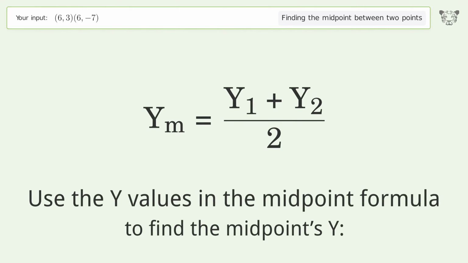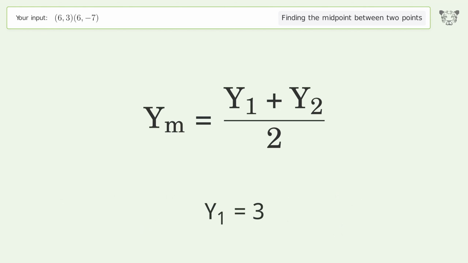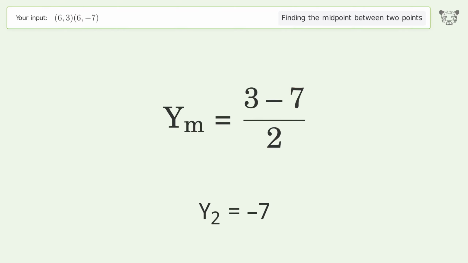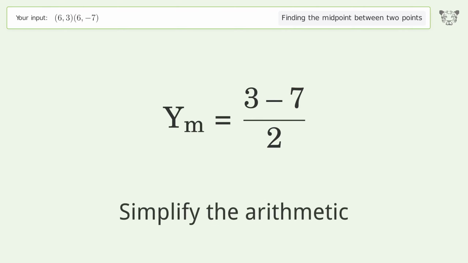Use the y values in the midpoint formula to find the midpoint's y. y1 equals 3. y2 equals -7. Simplify the arithmetic.